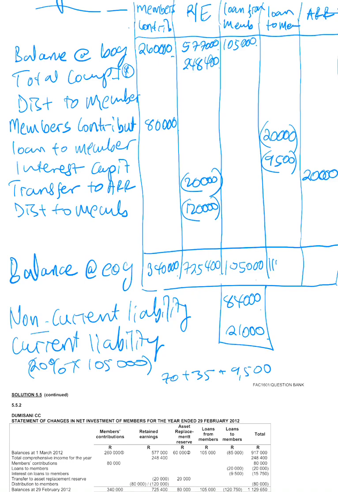You get 114,500 minus 9.5 minus 20,000. So it's 20 plus 9.5 minus 114.5. It will give us an opening balance of 85,000. So this, because it's a debit balance, that's why I'm putting it in brackets.